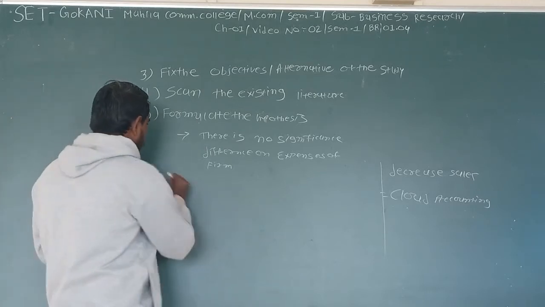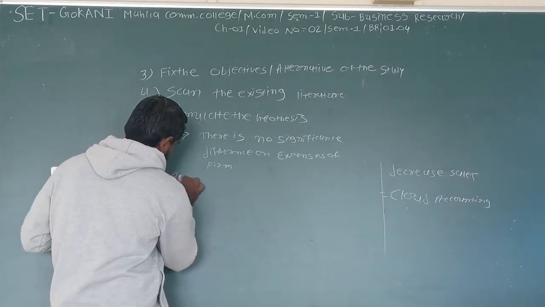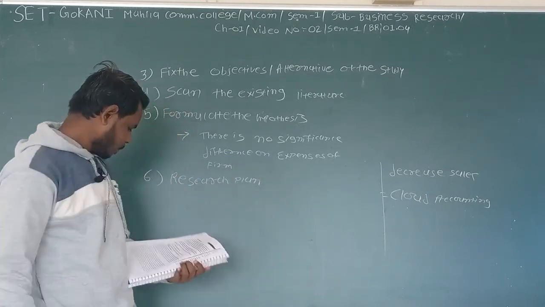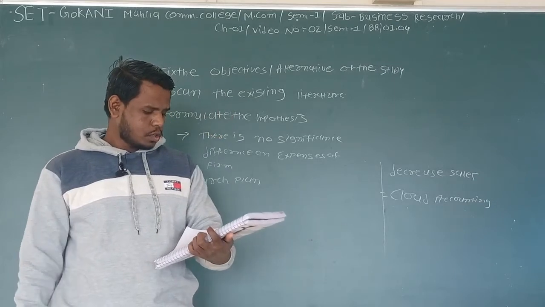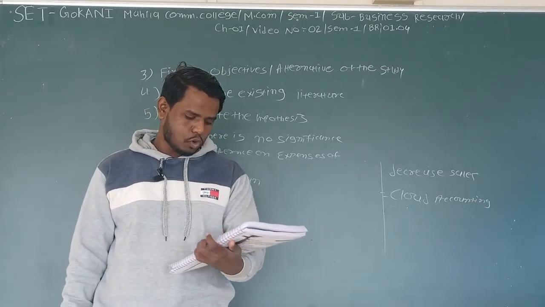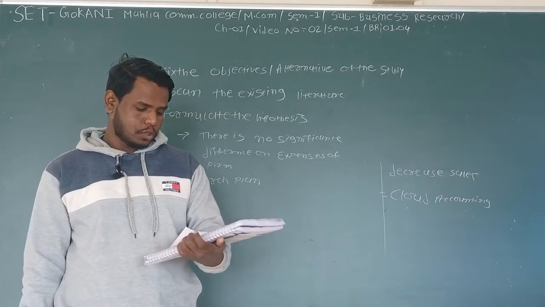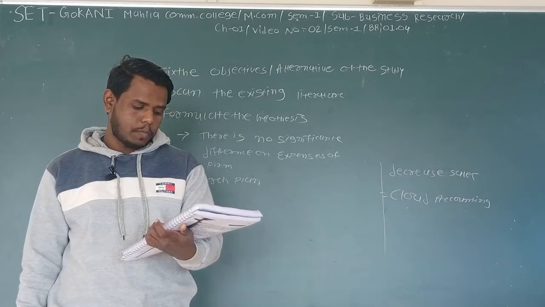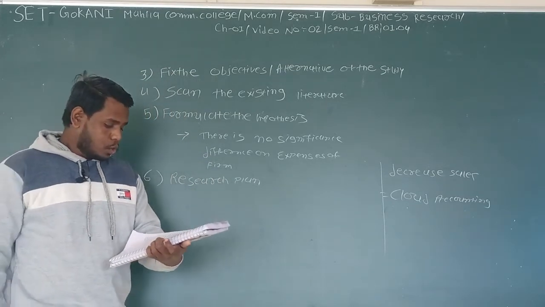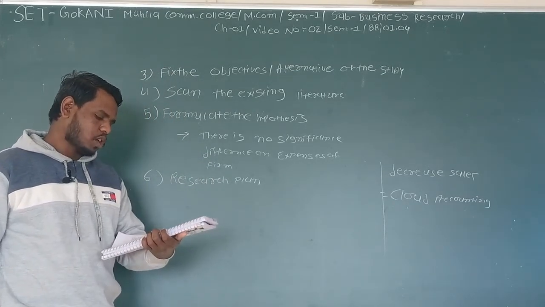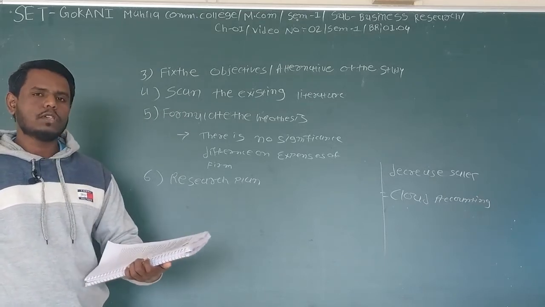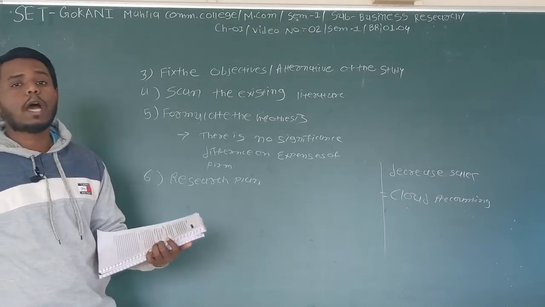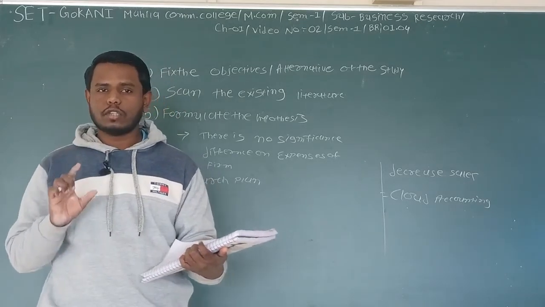The sixth step is to develop a research plan. After the researcher has formulated the research hypothesis, the research design must be developed. A research design is a master plan specifying the methods and procedures for collecting and analyzing the needed information. The research plan is the most important part of your business research.